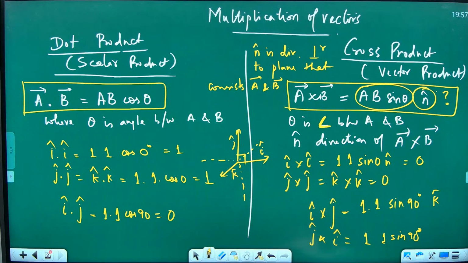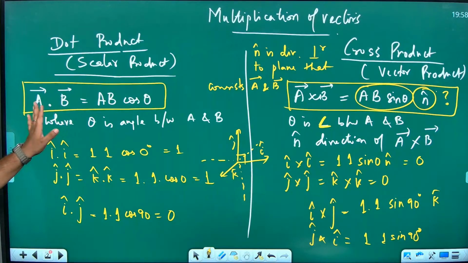Can I proceed further? Permit me? Shall I change the board? Please, fast guys, please. Okay. I am proceeding further. You can copy it later by pausing the video if you want to copy. Please let me move. I have very little time.